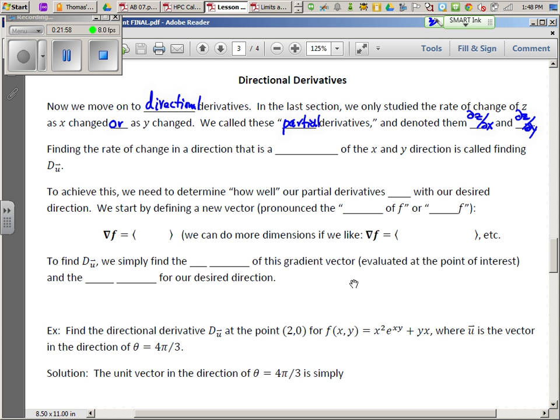And finding the rate of change in a direction that is a combination of x and y is called finding a directional derivative. So this is our goal, our objective for today. It's called finding a directional derivative.